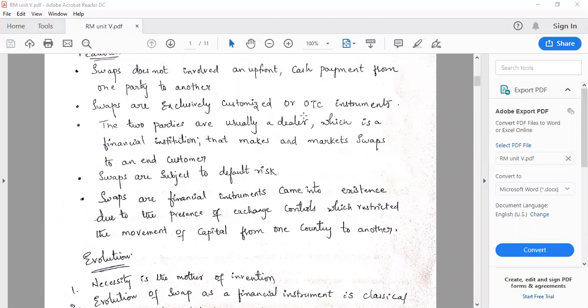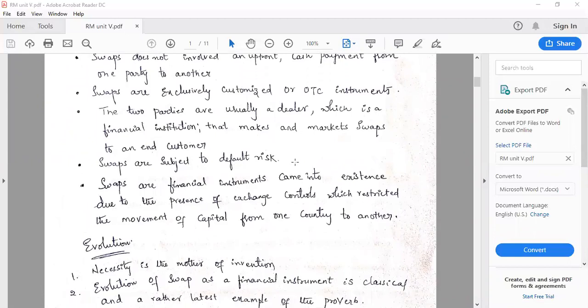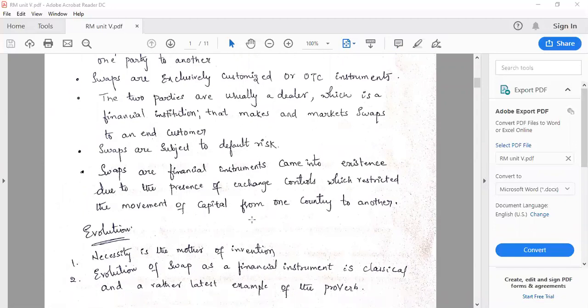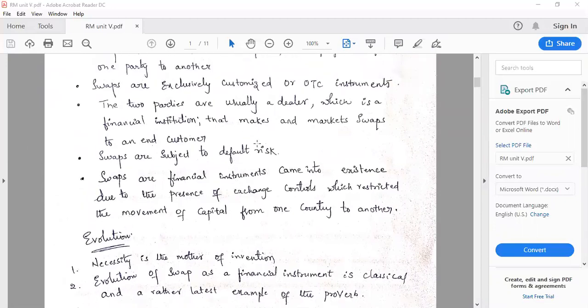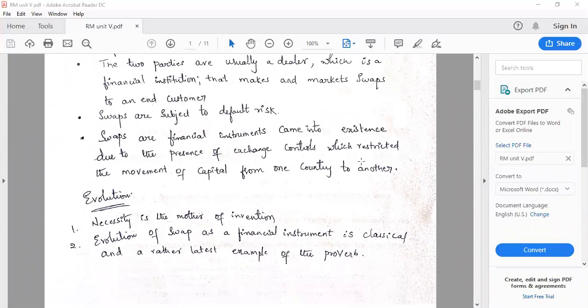As it is an OTC instrument, an over the counter instrument, no statutory body or intermediary or stock exchange will be involved between the buyer and the seller. So counterparty risk will be existing, right? If the other party becomes a defaulter, or if he absconds, then in such cases the default risk will rise, right? So swaps are subjected to default risk. By default it has this risk because it is an OTC instrument.